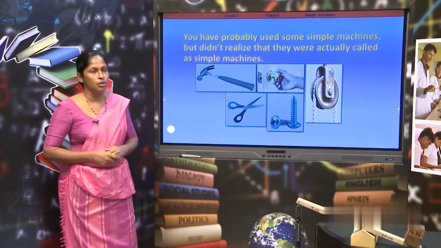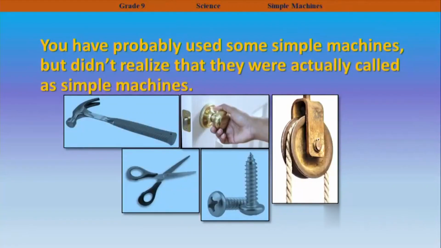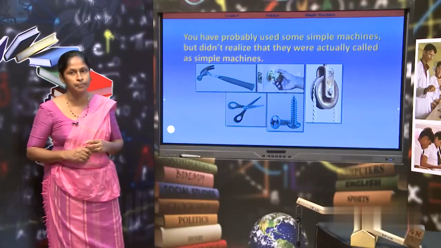Hammer. We use a hammer to fix the nails. And the door lock, you lock and unlock the door every day. And the scissor, you have cut papers from your childhood. And screw nails, we use screw nails to fix two things together. And pulley, we draw water from wells using the pulley.